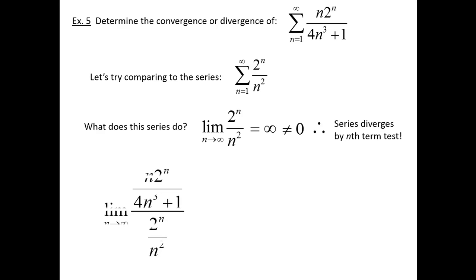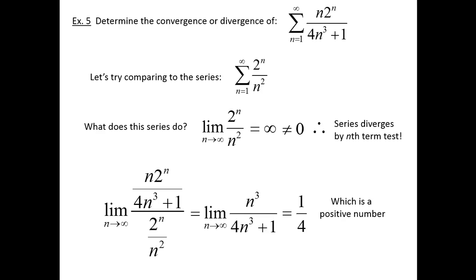So let's take our series and do a limit comparison with 2 to the n over n squared. A little algebra here simplifies and gives us this. And since those powers are the same, the limit for this will be 1/4. So since the series I compared it to diverged, that means our series also diverges by the limit comparison test.